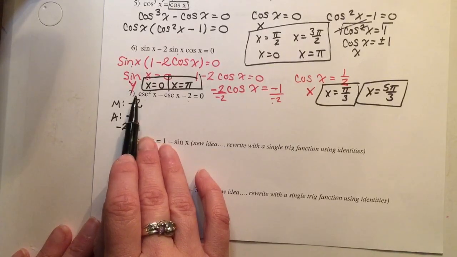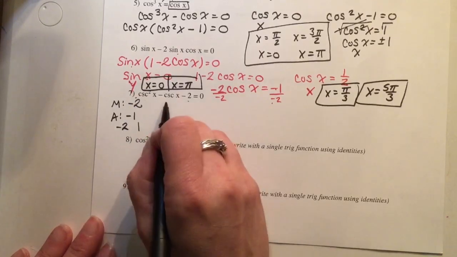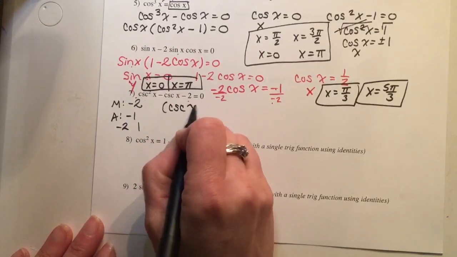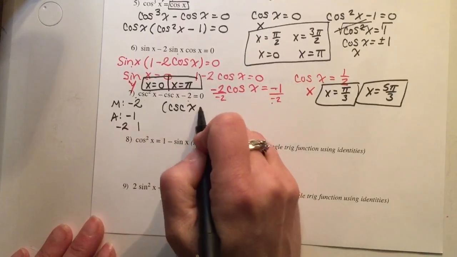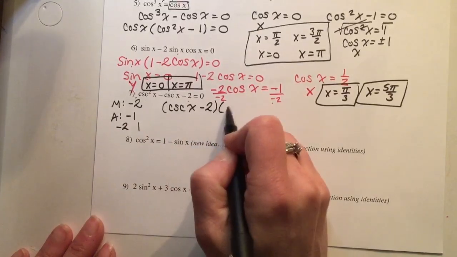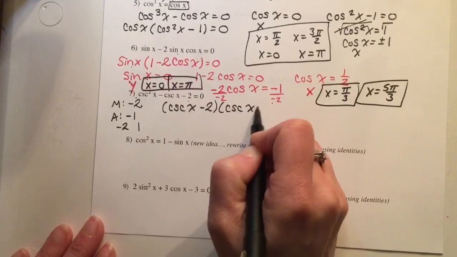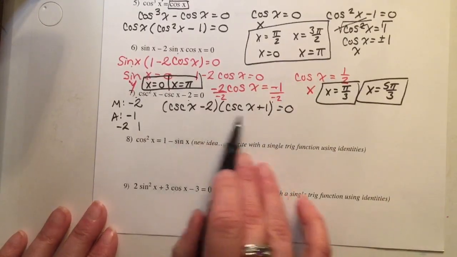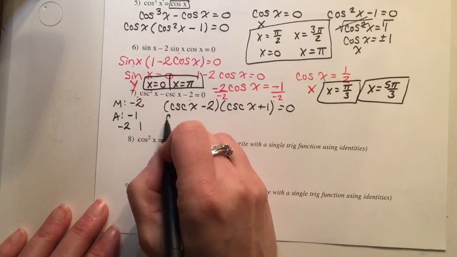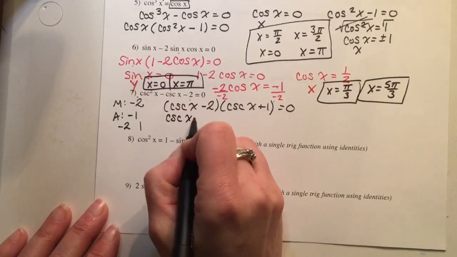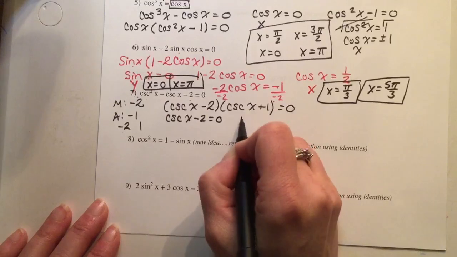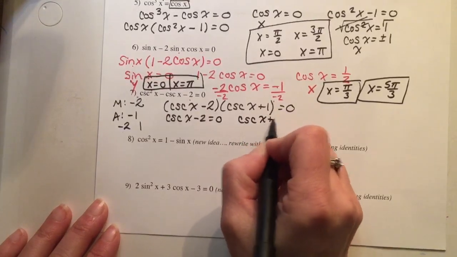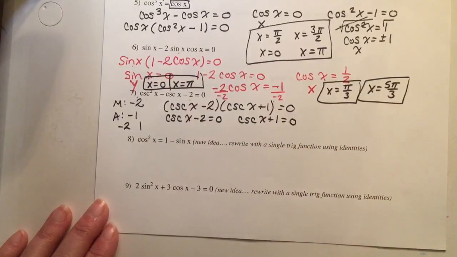Because there's not a numerical value in the front, we don't have a coefficient there, I get to simply write my cosecant of x with these values. So it's cosecant of x minus 2, cosecant of x plus 1 equals 0. So now I can go ahead, take each factor, and set it equal to 0. Cosecant of x minus 2 equals 0. Cosecant of x plus 1 equals 0.